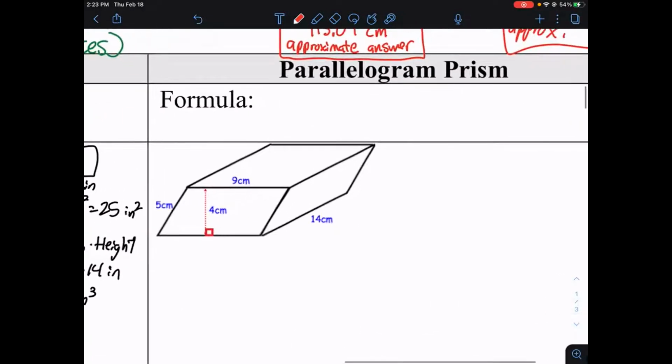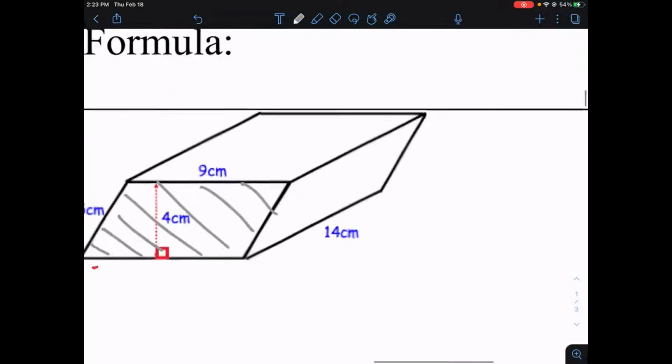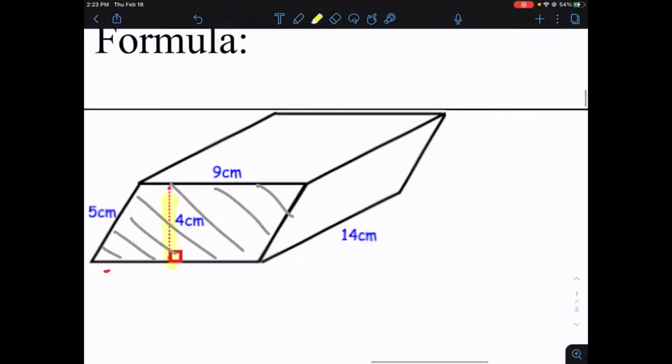Okay, so the base we probably want to use is the front parallelogram. For that parallelogram, we look for the right angle. Let me actually use a different color. The red's kind of hard to see. Okay, so the right angle involves the 4, and it involves the bottom. Well, the bottom's not labeled, but for a parallelogram, the top and the bottom are congruent. So this would also be 9.